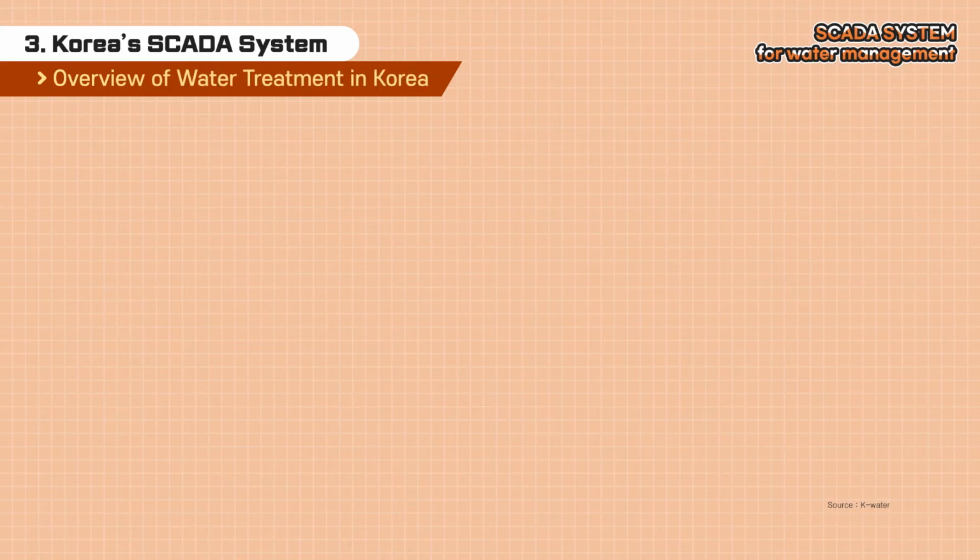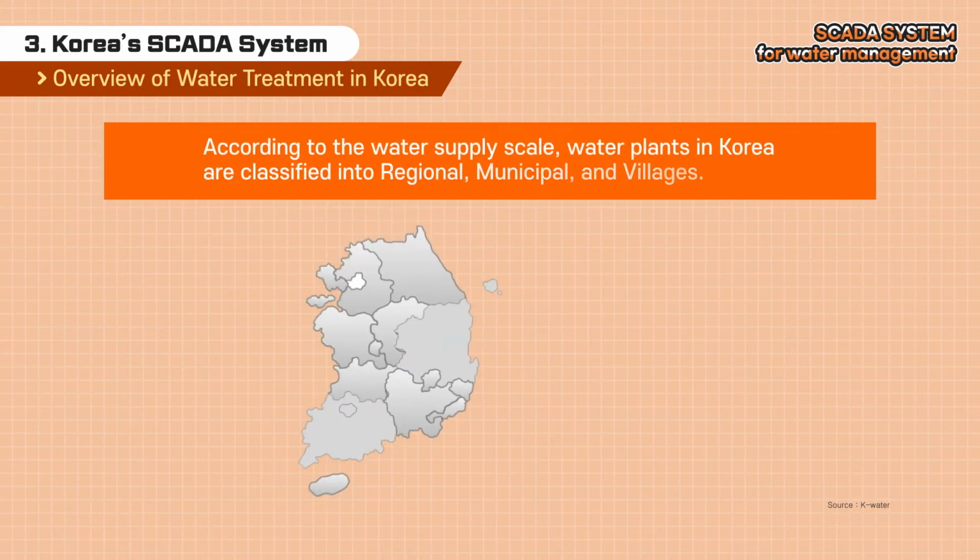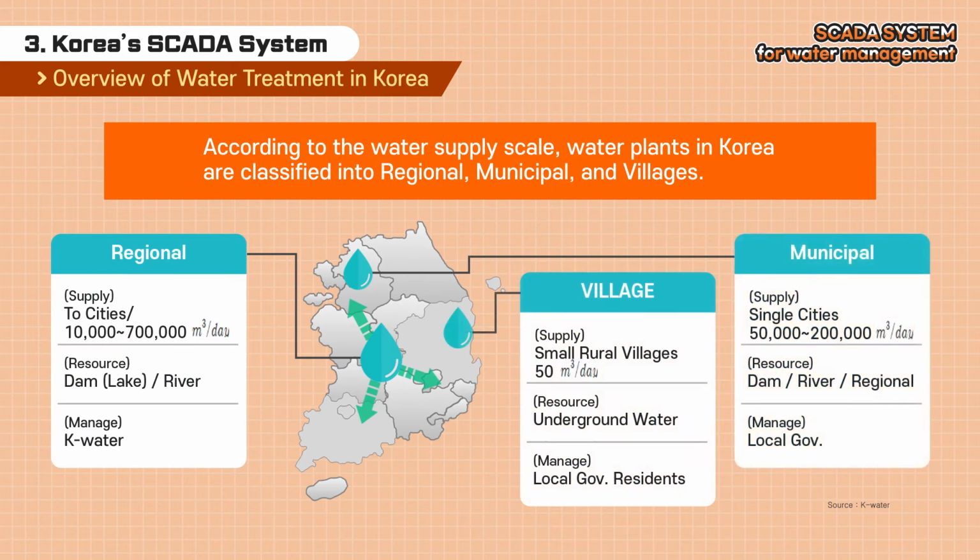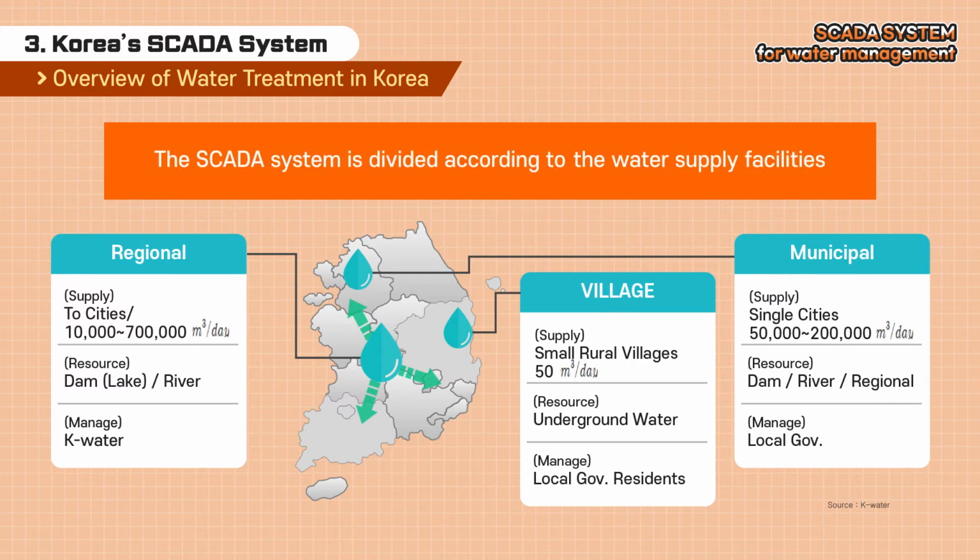Let's have a look at water treatment in Korea. Water plants in Korea are classified into regional, municipal, and villages according to the water supply scale. The SCADA system is divided according to the water supply facilities.